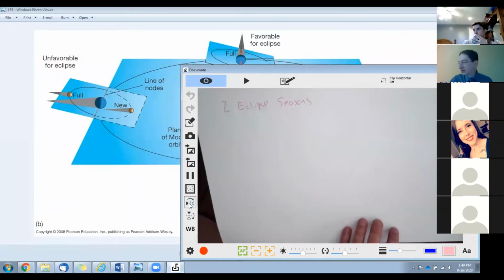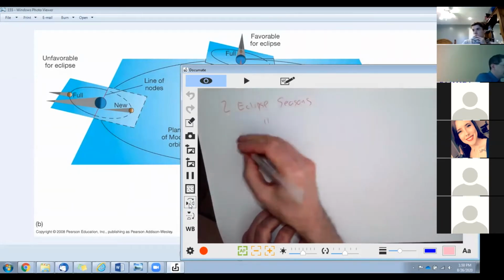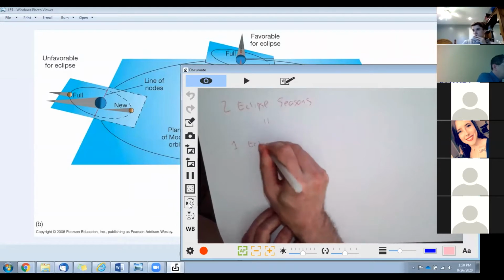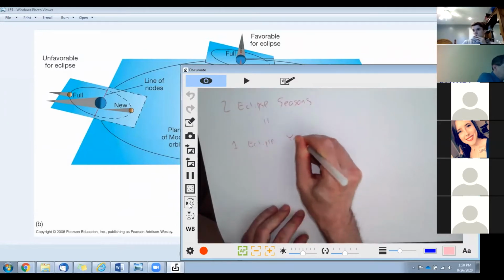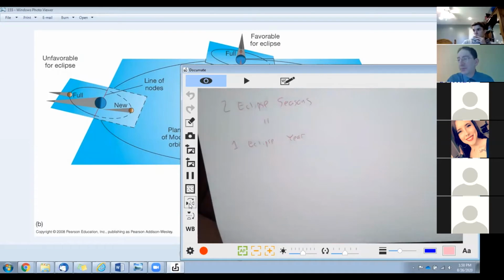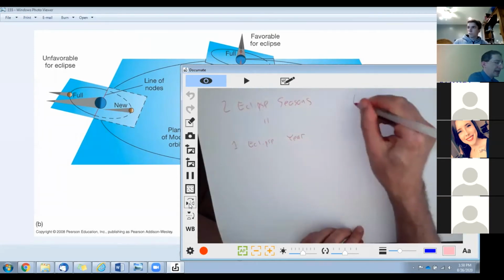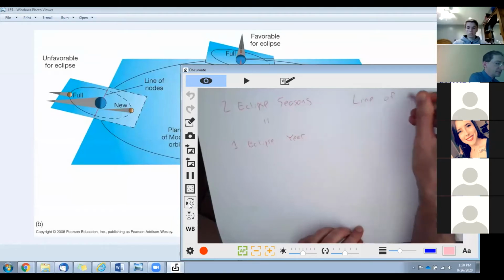Okay, so we have 2 eclipse seasons, and we call 2 eclipse seasons 1 eclipse year. And we'll learn in a second that the eclipse year is not the same as the calendar year. There's a slight difference, and it does have to do with this precession effect that one of you brought up. Now, let's write down the conditions to have an eclipse. And to do that, first, let's define a term. And the term is going to be line of nodes.